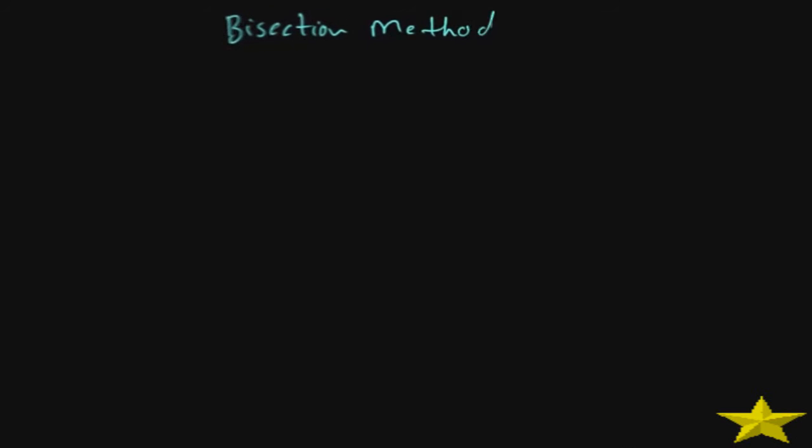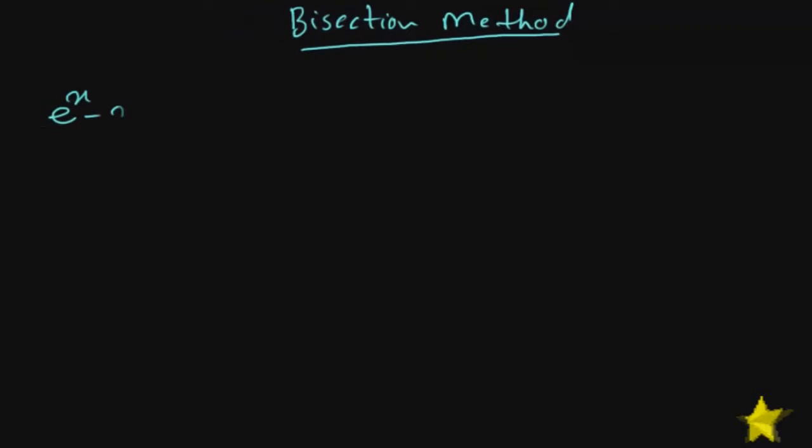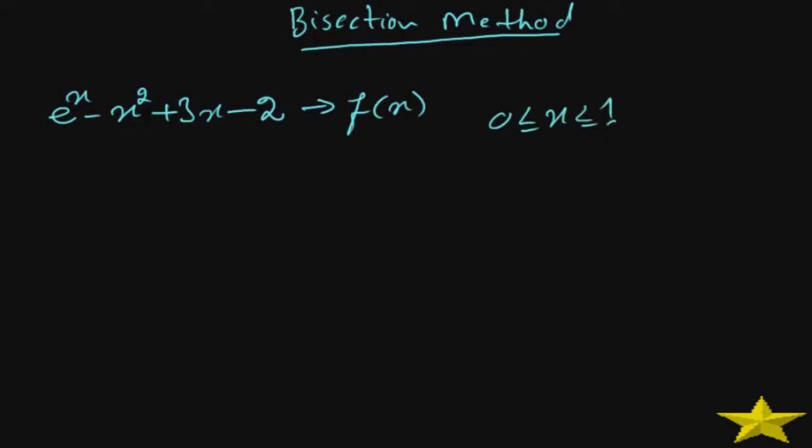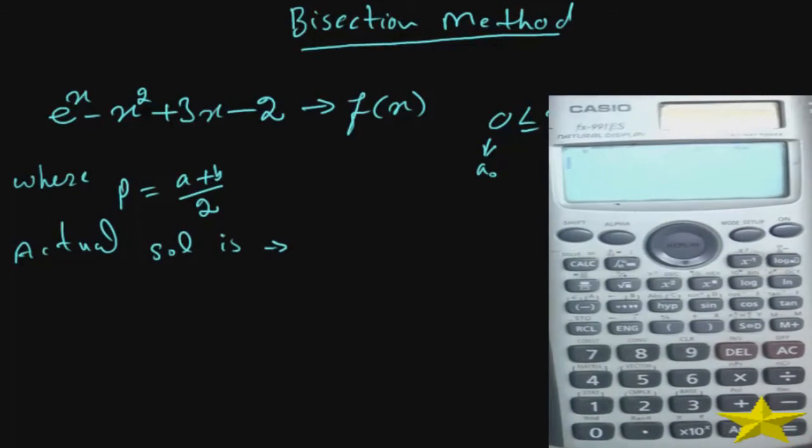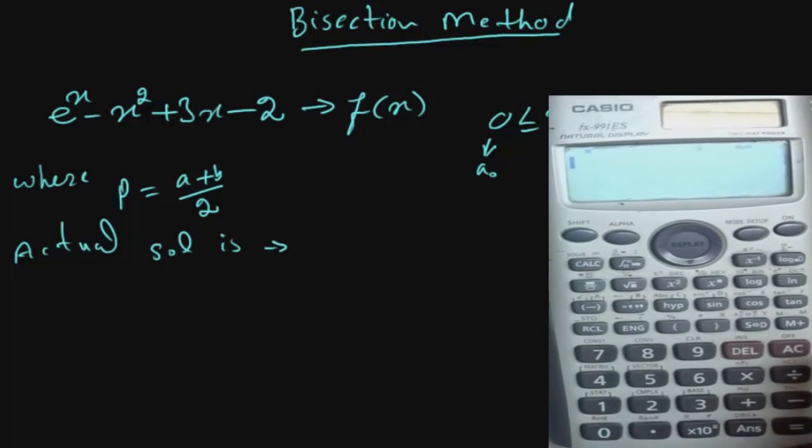The example I'm showing you is from the reference book. It's e raised to the power x minus x squared plus 3x minus 2. For instance, this is a function, any function of x. The range of x is from 0 to 1. 0 is point A and 1 is point B. I call them A naught and B naught because they are the initial values, where P is the average of these two points. Now to find the actual solution, grab your calculator and write down the function.